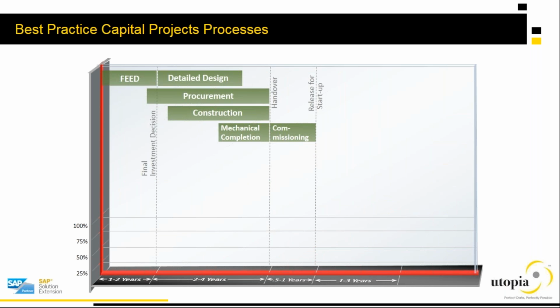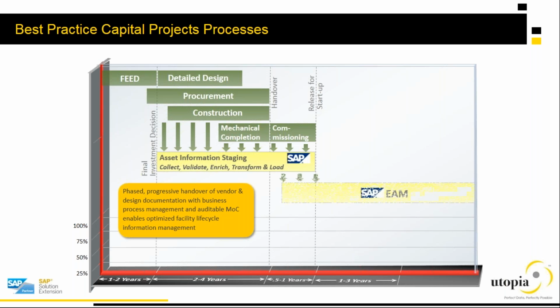What is our best practice capital project process then? Along the top, you still see that you still have the FEED, detailed design, procurement, construction. Ideally, though, leveraging the asset information staging area, you're able to collect, validate, enrich, and transform that data into a load-ready format early on in the process. This is a phased progressive handover of vendor information. You don't want to wait for commissioning and startup to start collecting and building out your plant maintenance operating information. You want to do that during the design phase.